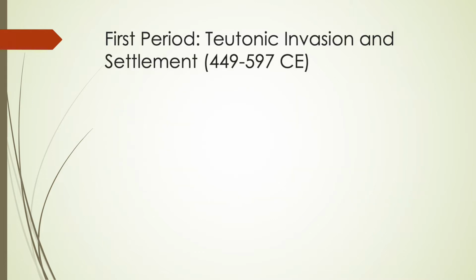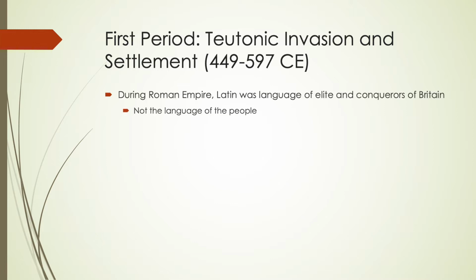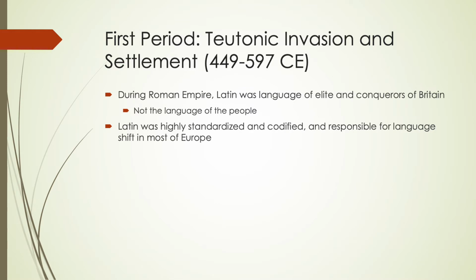So the first period, the Teutonic invasion and settlement, was the period where we would begin to say that English has become its own separate language. So during the Roman Empire, the language was the Latin of the elite. They were the conquerors of the British Isles, but this wasn't the language of the people. Most of the people spoke forms of Celtic languages at the time, and the distinction here was that Latin was very highly standardized. It was codified, it had a writing system, and it was responsible for a lot of language shift in most of Europe, and it became the base of many European languages.